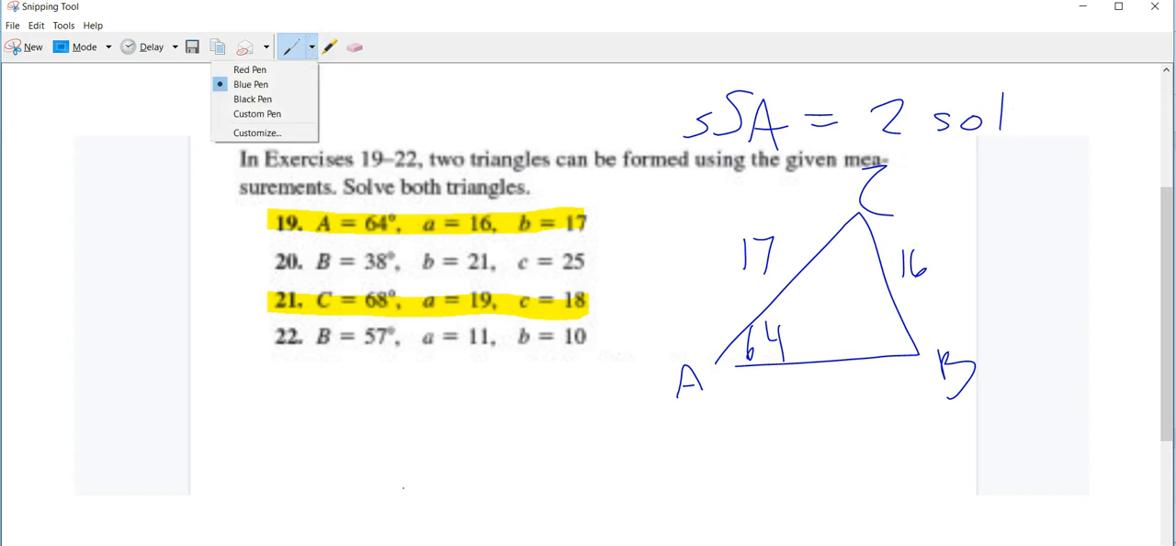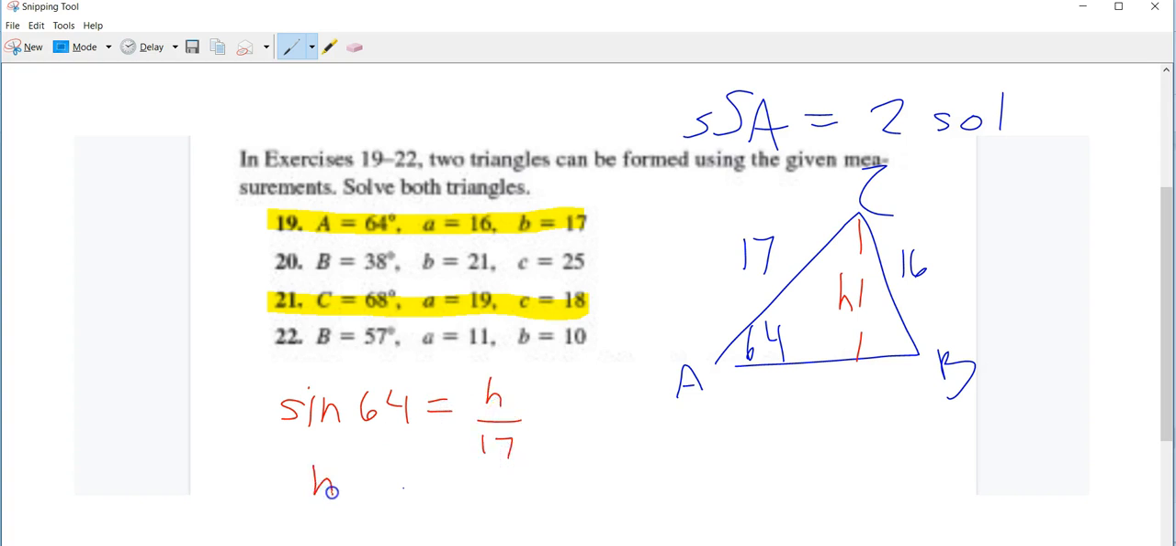If the height of the triangle is what? If the height of the triangle is greater than that opposite side, right? So, sine of 64 degrees equals h over 17. What do you get? What is h? That'd be 17 sine 64.